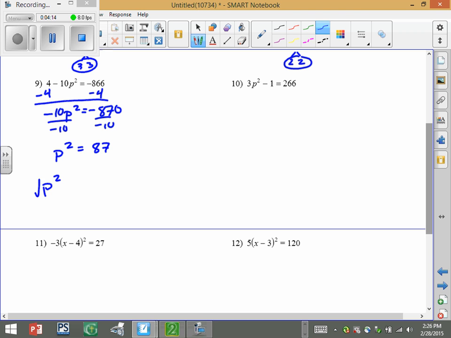And now we can take the square root of both sides. And 87 actually doesn't do anything. Now at this point we just need to make sure we put that plus or minus in front of the square root of 87.